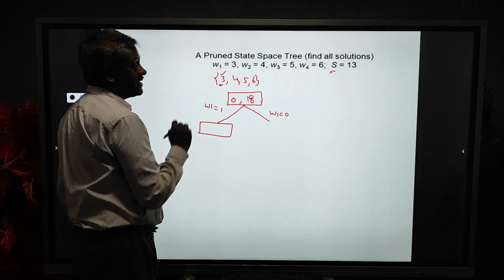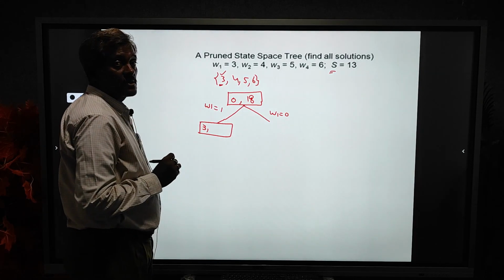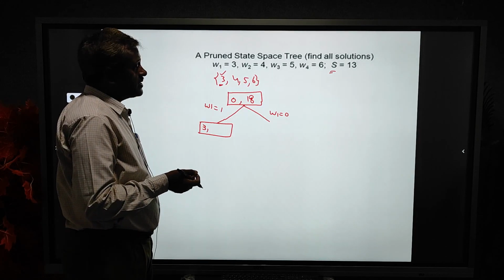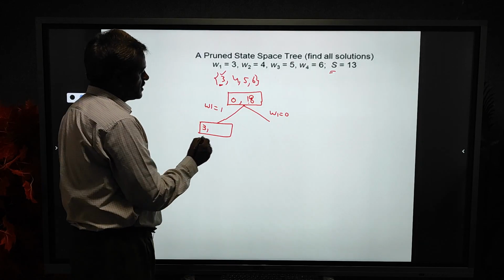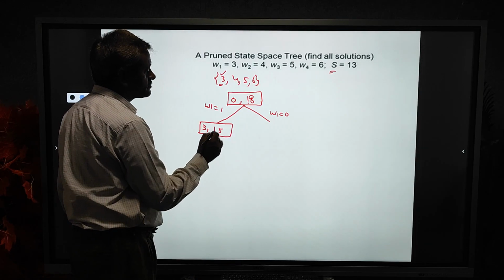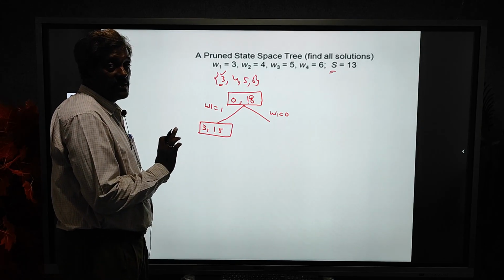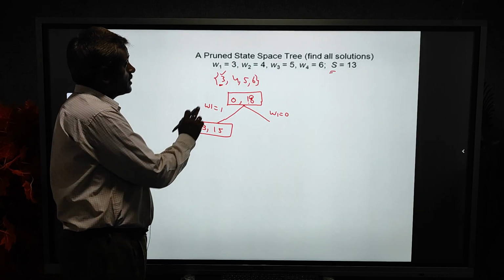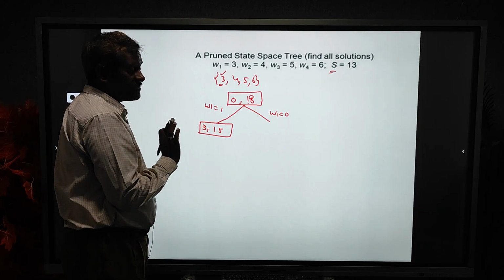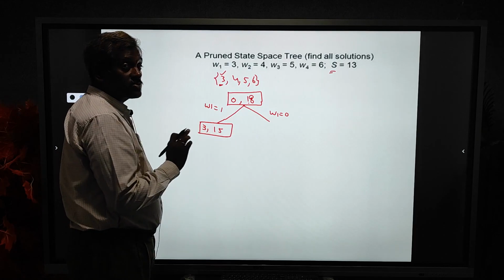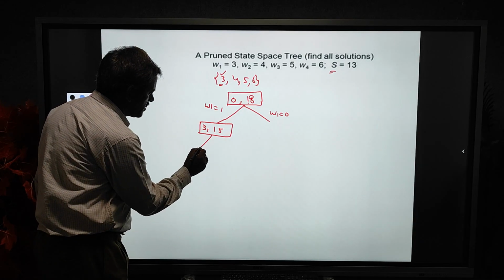If I consider the first element, what is the first element? That is 3. What is the sum to be considered? From 18 we subtract 3, that is going to be 15. That means if I consider the first element, element 1, which is 3, we get the sum as 3, and the sum to be considered is 15. Next we will move to the next one.